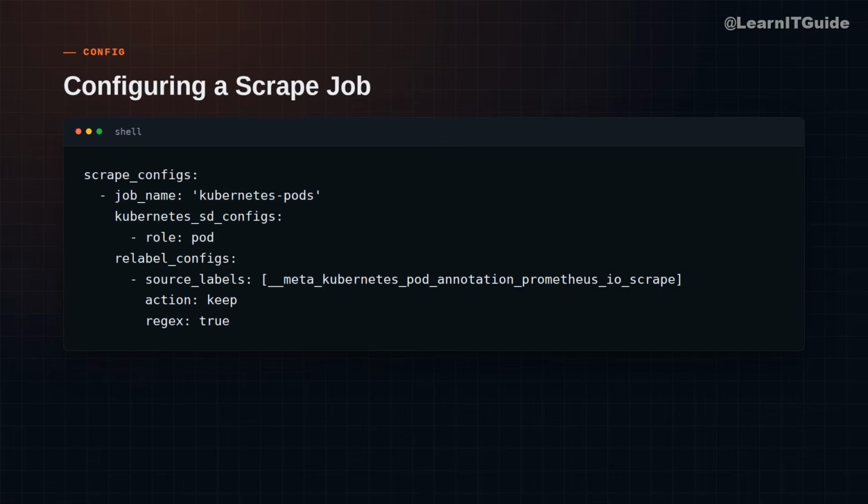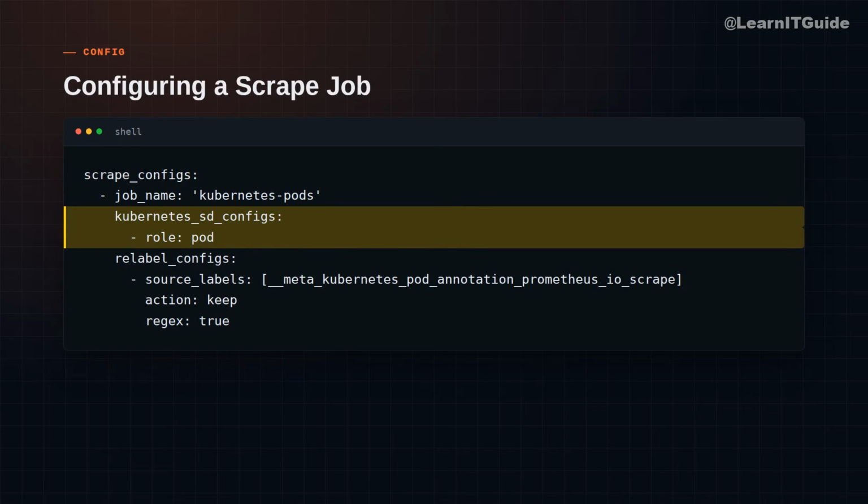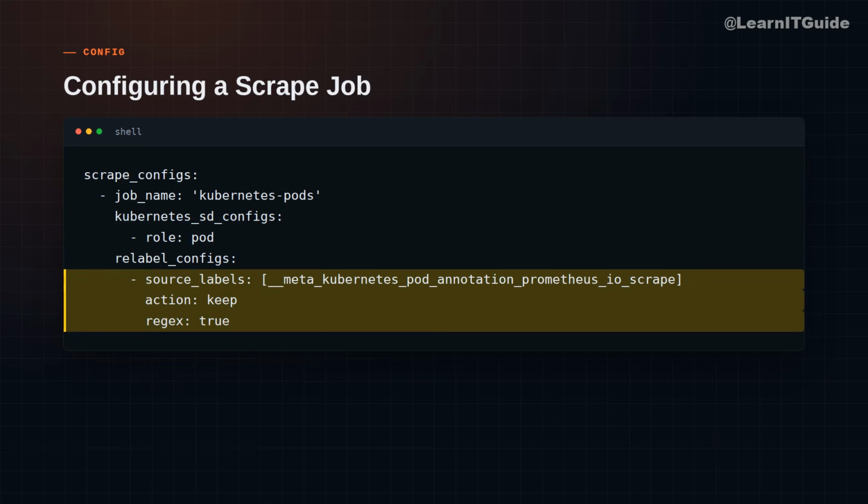This is the core of service discovery. We define a job called Kubernetes pods. We tell Prometheus to use the pod role for discovery. The relabeling config is the secret sauce. It tells Prometheus to only scrape pods that have a specific annotation enabled. This keeps your database clean by ignoring non-metric pods.